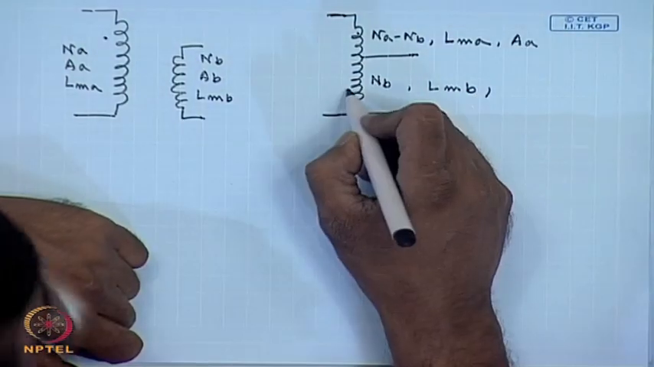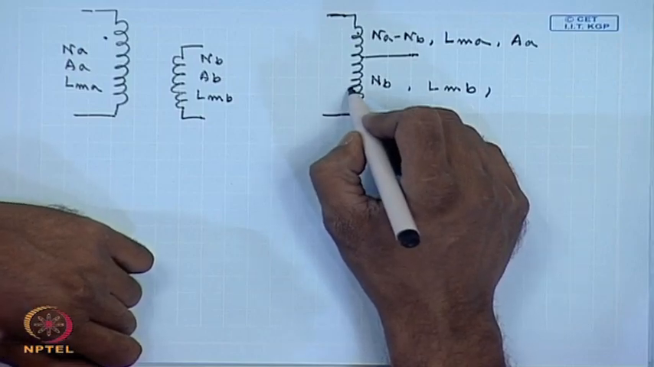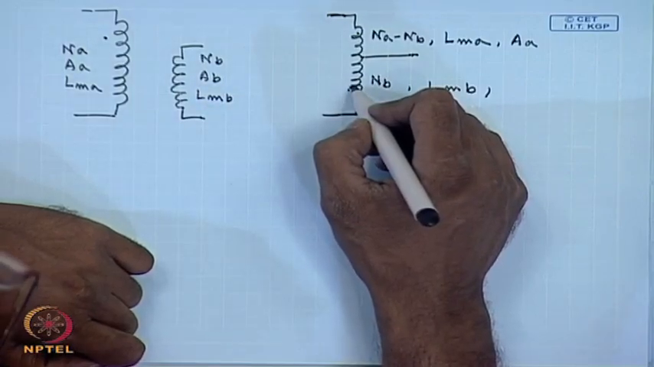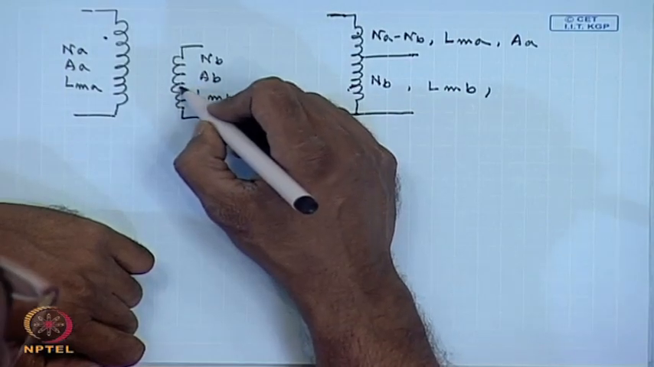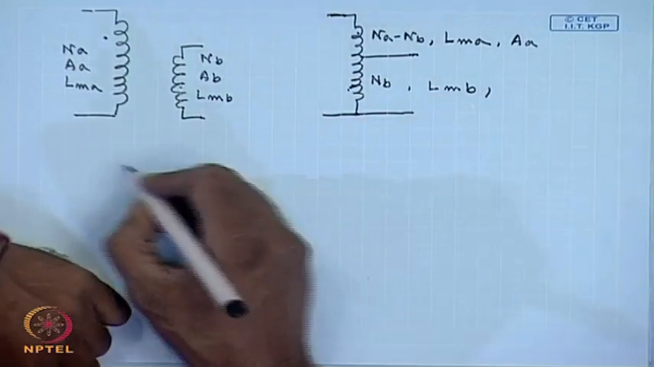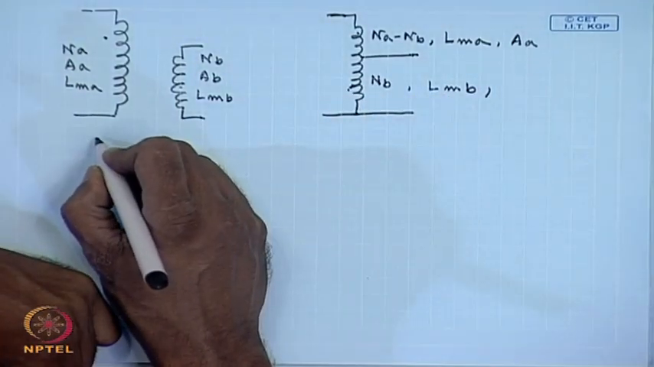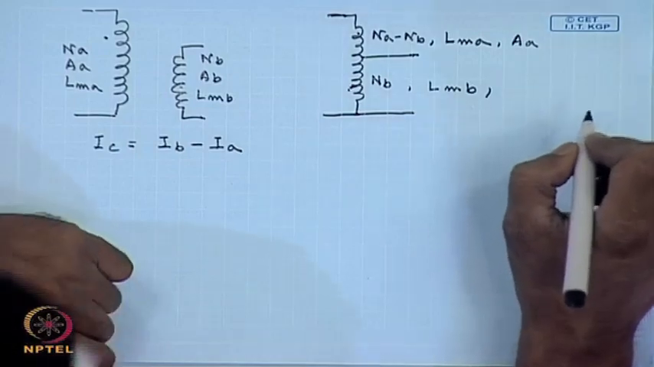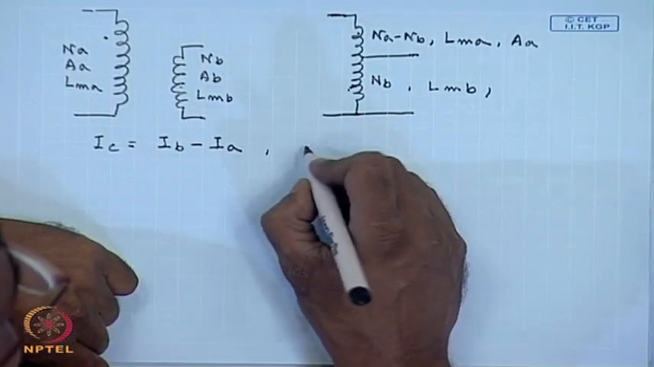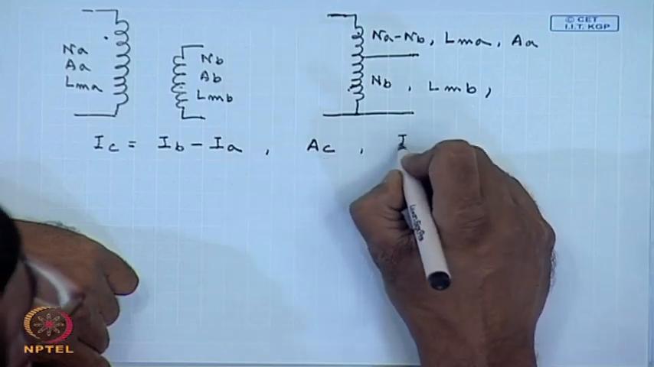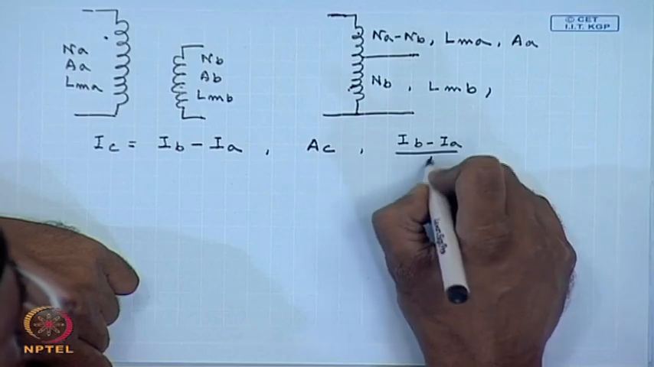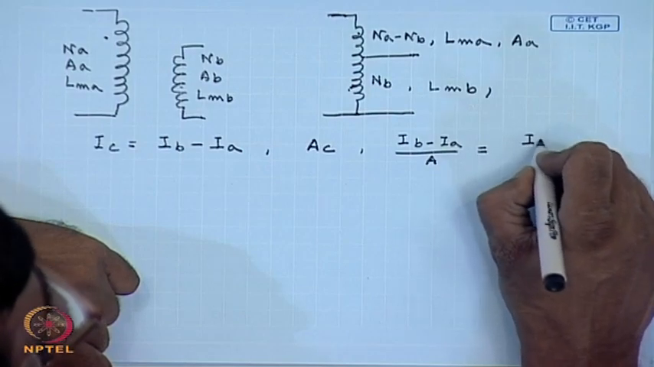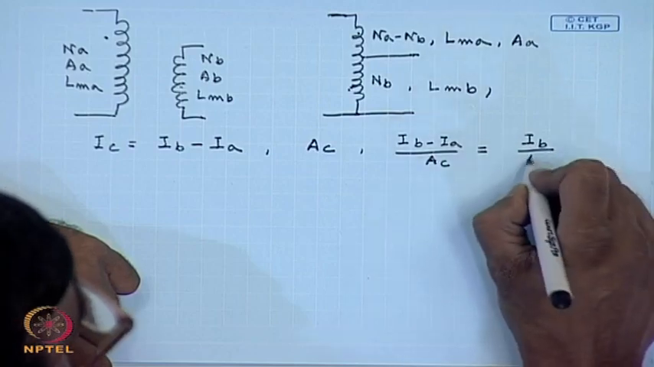However, the current carrying capacity of this part of the winding of the autotransformer is IC, which is IB minus IA, whereas for this it is IB. Therefore, the current carrying capacity of the lower part of the autotransformer is IC equal to IB minus IA. So, if this part has a cross sectional area of AC, the current density is IB minus IA by AC. This should be the same as the current density of the LV winding of the 2 winding transformer. So, this should be equal to IB by AB.